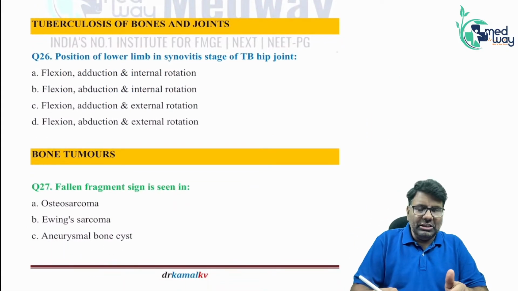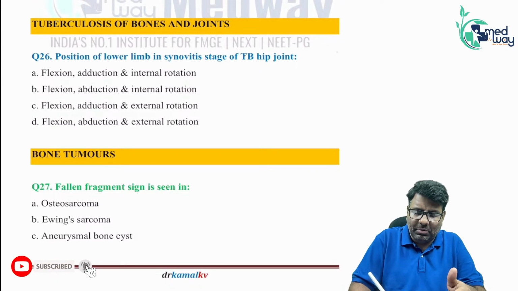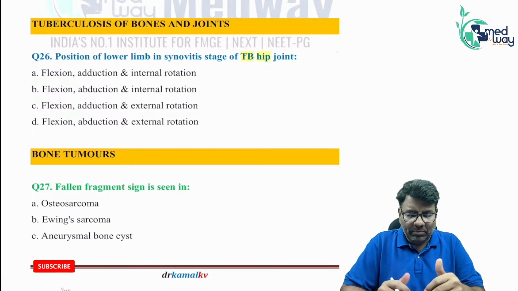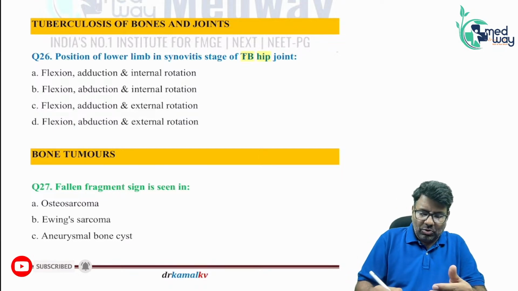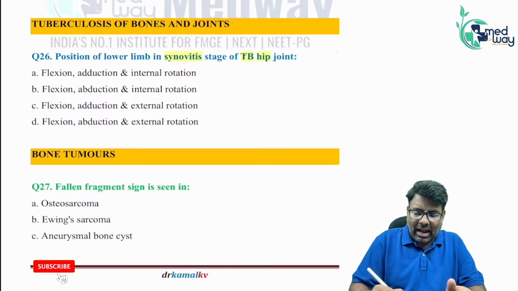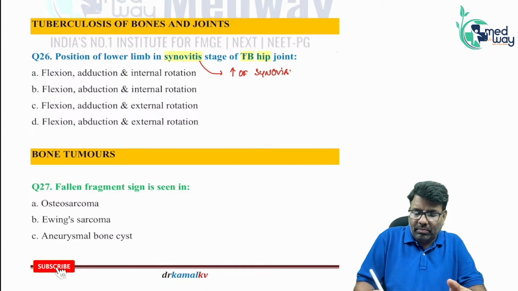Then coming to TB of bone and joints, and especially TB of hip, which is very important from the exam point of view. Once the tubercle bacilli reach the hip joint, initially they will affect the synovium, so there will be synovitis. So the initial stage is the stage of synovitis. Now what will happen if there is inflammation of the synovium? It will produce more synovial fluid. Synovial fluid production will increase.